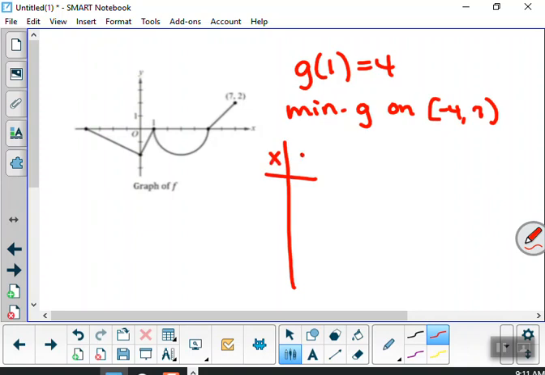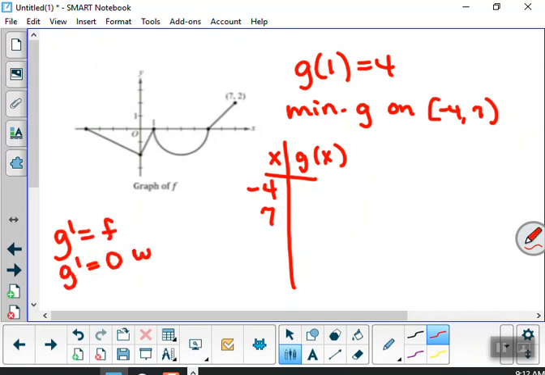Okay, so candidates: -4 and 7. And then since G prime is equal to F, G prime equals 0 where F equals 0, that's X equals, other than -4, which we already have, X equals 1 and X equals 5. So 1 and 5 are two other candidates. Hopefully you're okay on where I got my candidates.